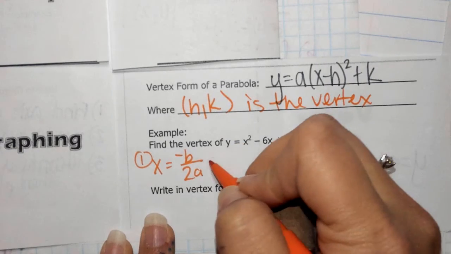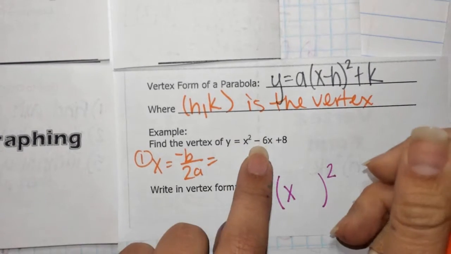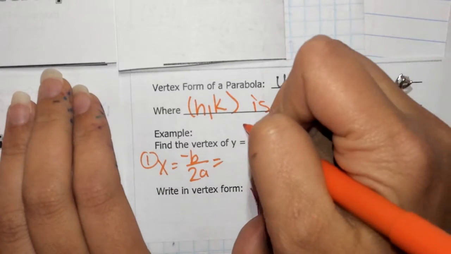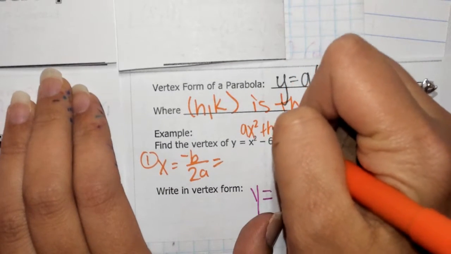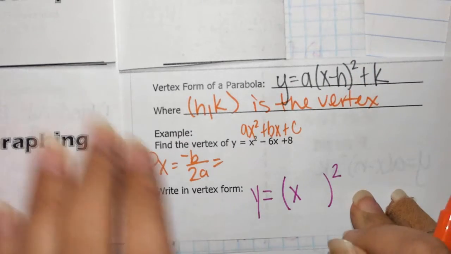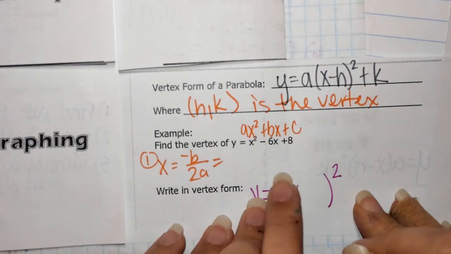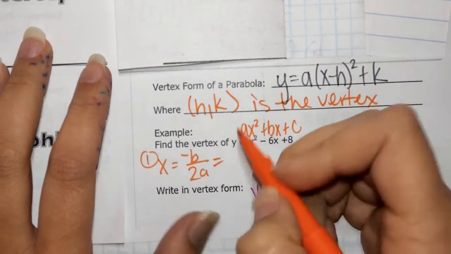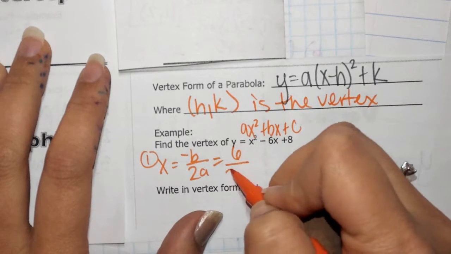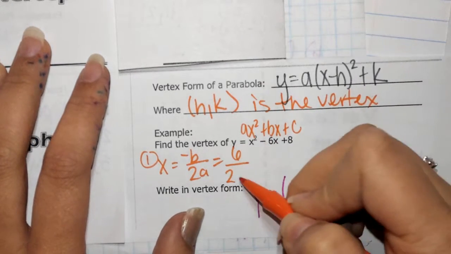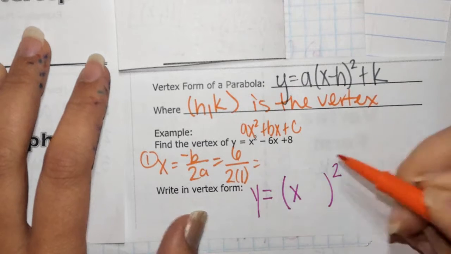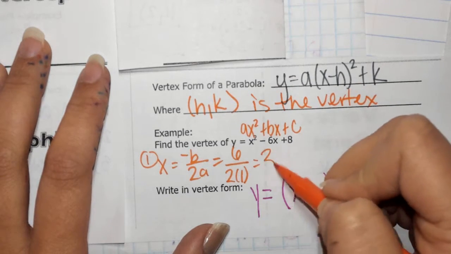So it's hot. Alright, now, it's the opposite of b. And remember, this is ax squared plus bx plus c. So what's the opposite of -6? Positive 6. Divided by 2 times, what's our a? 1. So what's our axis of symmetry? 3.